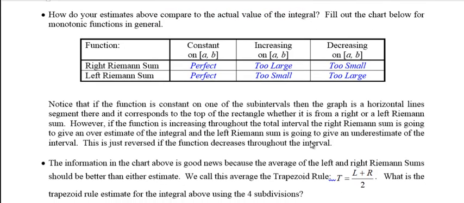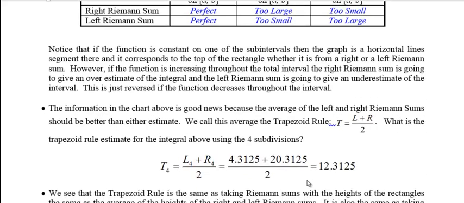You'll see in just a few minutes why we call this the trapezoid rule. We're going to call this estimate T, which is just the average of the left and right. Now how can we do that?